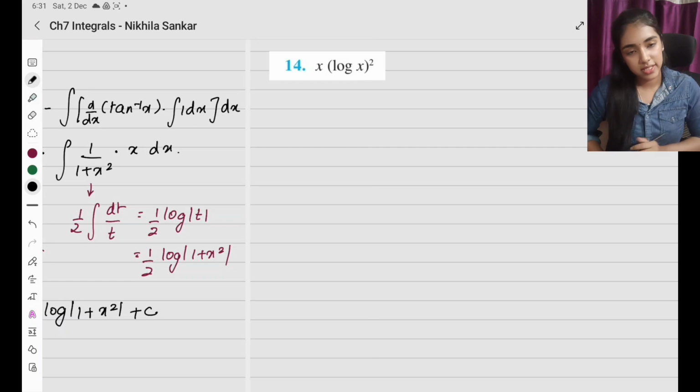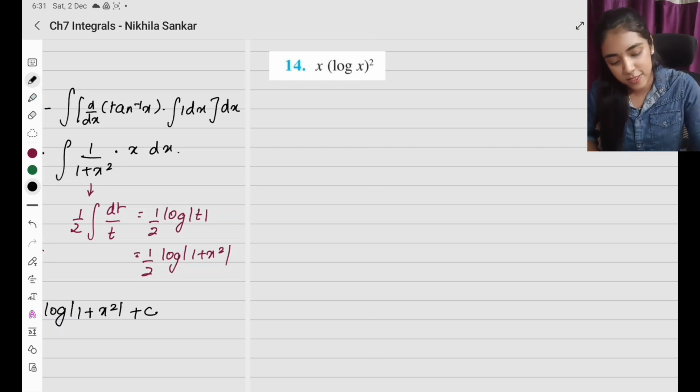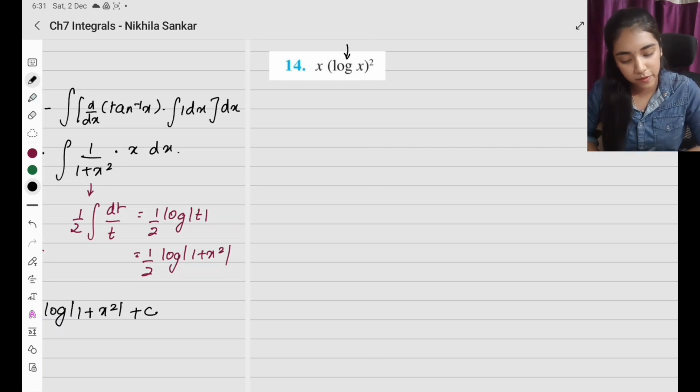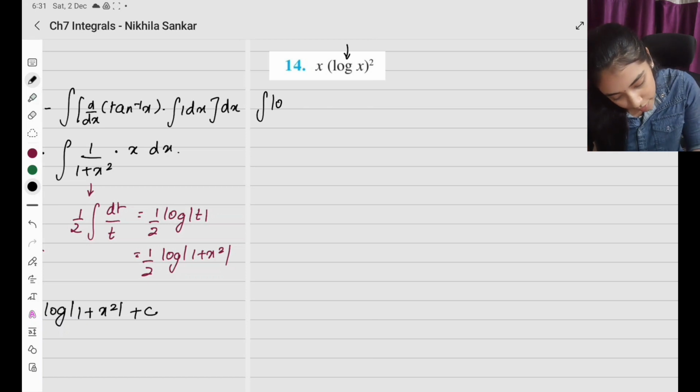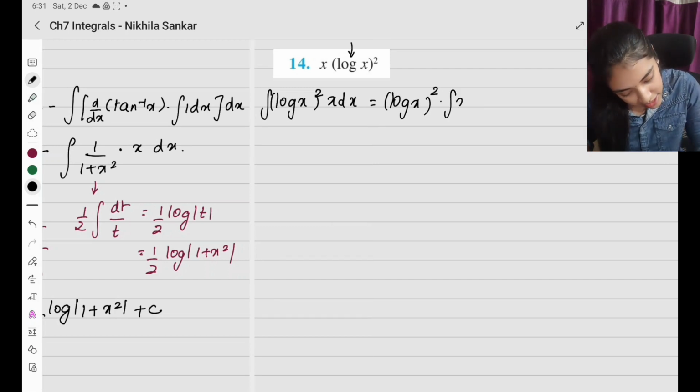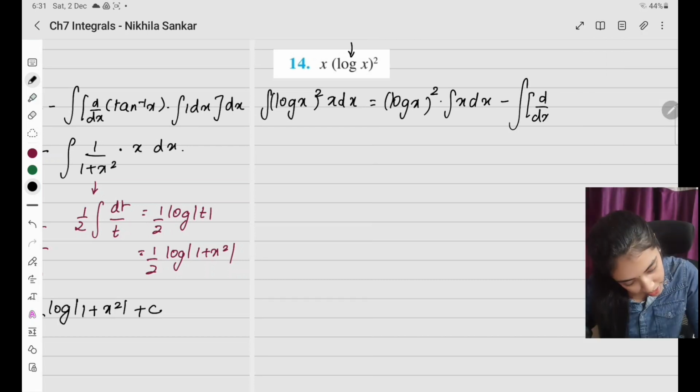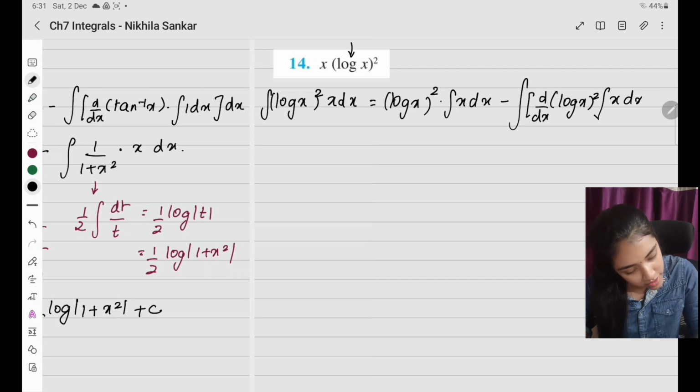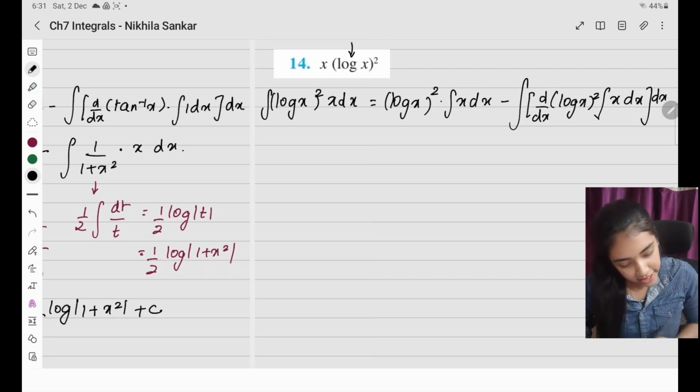Now question number 14. Integral of x times log x square. So log is given the first preference. So log x square should be given first preference. So I have the integral of log x square as my first function times x times dx. So this is first function times the integral of second, minus the integral of open bracket d by dx of first function, integral of second times dx.